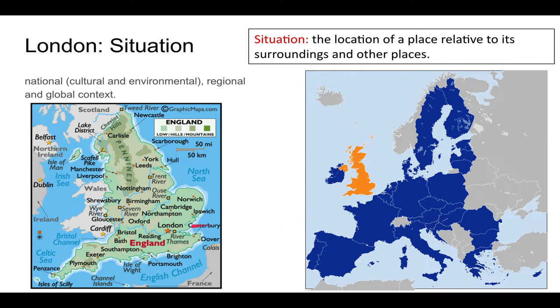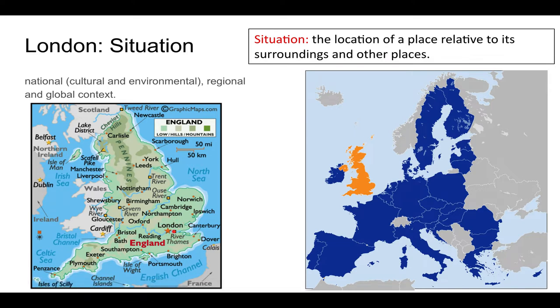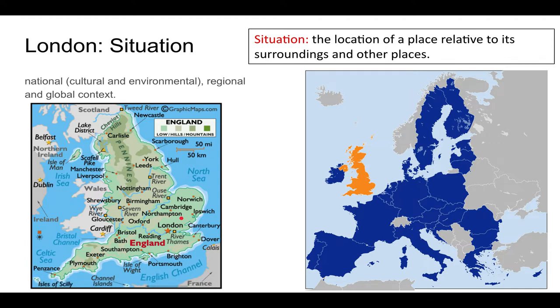In terms of its situation in relation to other places within the UK, there are lots and lots of surrounding towns and cities, say for instance Reading, Canterbury, Brighton. And actually, if we were to look at a satellite image, we would suggest that London is part of a conurbation, a large urban area that sprawls well beyond its technical boundaries, which might be the London boroughs, for instance.